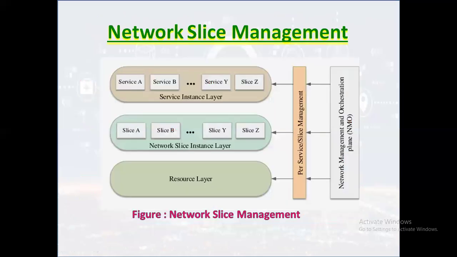So this is the block diagram of network slice management. We have the network slice instance layer, resource layer, service instance layer, and we have per-service or slice management and NMO, the network management and orchestration plane.